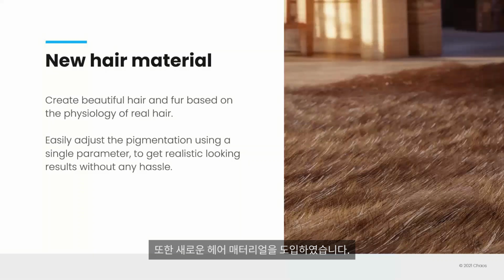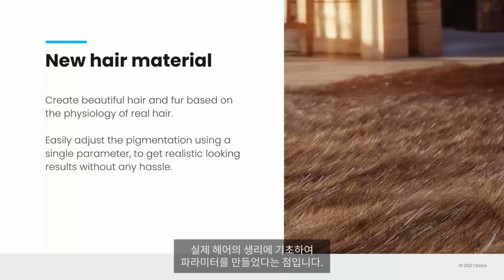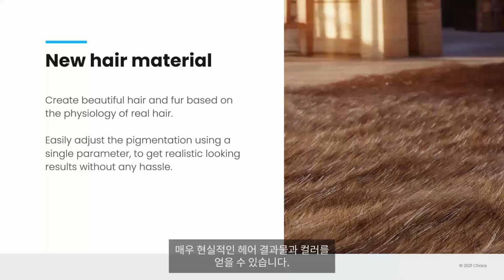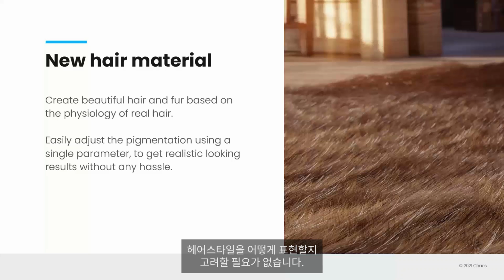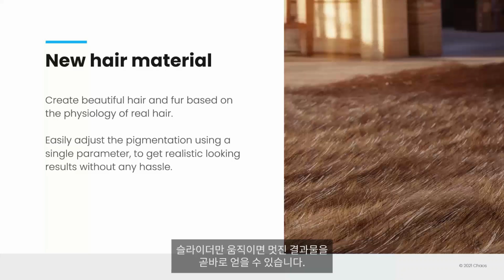And we've also introduced a new hair material. This is an integration of the hair material from V-Ray Next. And the basic premise for it is that we've created some parameters that are based on the physiology of real hair. So essentially, you can very easily get some super realistic looking hair results and hair colors that don't take any experimentation. You won't really have to tweak arbitrary color values or try and figure out what would look right for a hairstyle. Instead, you can just adjust these sliders that will control the pigmentation of the hair, and this will get you some really realistic looking results without any hassle, without having to understand really even what would look good. You just can move those sliders around and get some really cool looking results right out of the box.